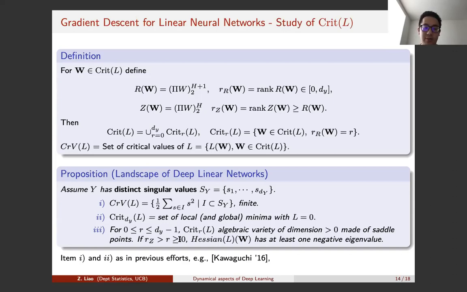And in particular, if this rank condition is satisfied, then we know that the Hessian of this particular critical point has at least one negative eigenvalue. And we would like to mention that the first and second are already found in previous literature. But this third term plays an important role in our analysis, which we'll be talking about in the next slide. Okay, so we have this proposition to describe the landscape of linear neural networks, about the behavior of local and global minima, and also the saddle points.